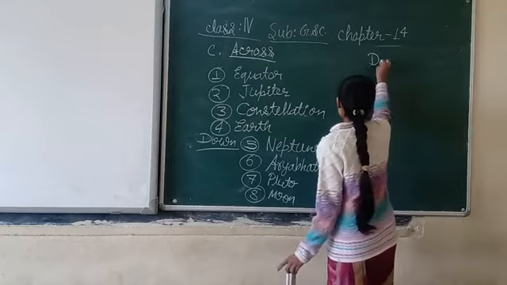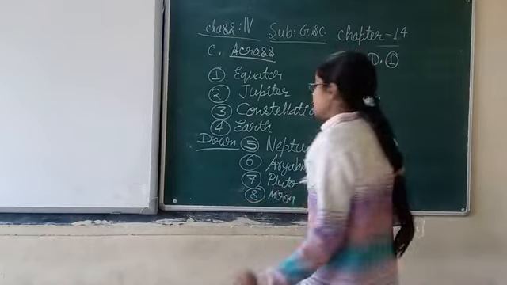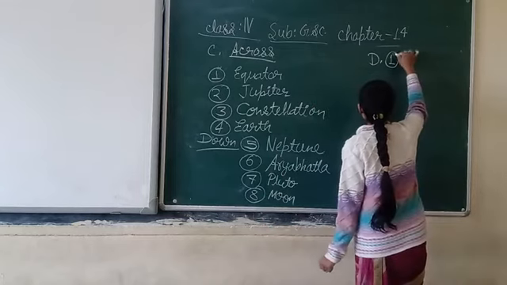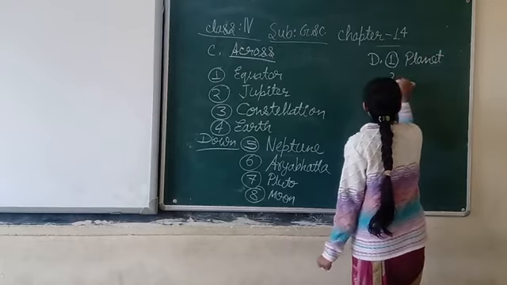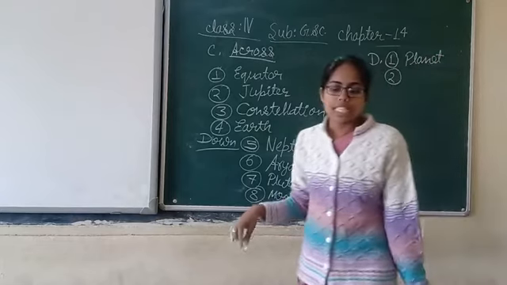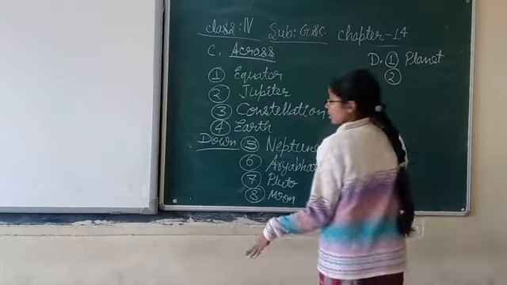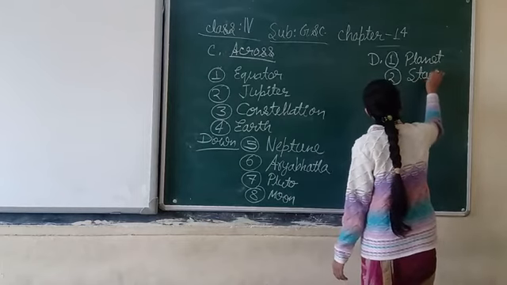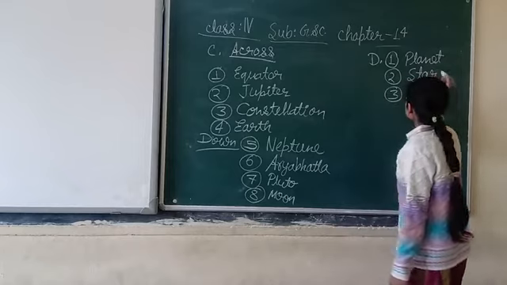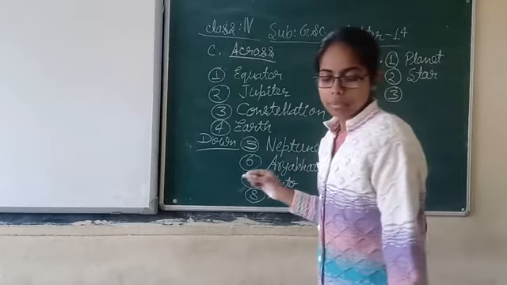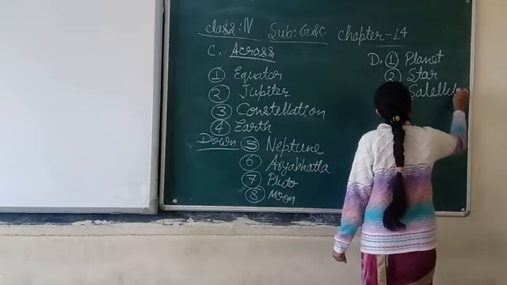Now, exercise D, match the following. I will write these answers. For the first question, Earth is what? Planet. Earth is planet. Question number 2. Sun is what? Star. Sun is star. Now question number 3. Moon is what? Satellite of the Earth, or natural satellite of the Earth.